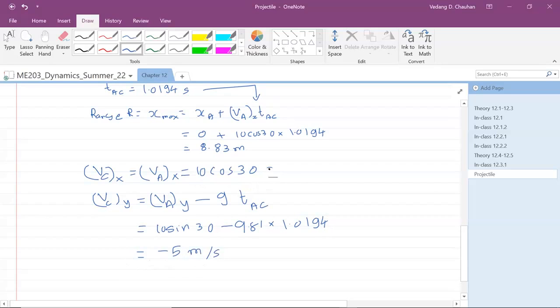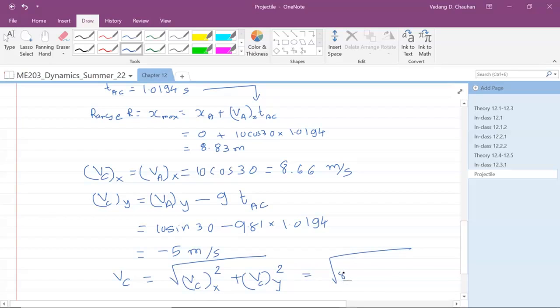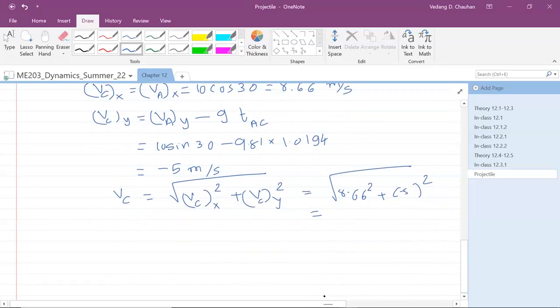Okay, and Vx is given as well, which is 8.66 meters per second. So now we have both the components of velocity. So the actual velocity at Vc is the square root of x component square plus y component square, which is the square root of 8.66 square plus minus 5 square, and we get that number as 10 meters per second.